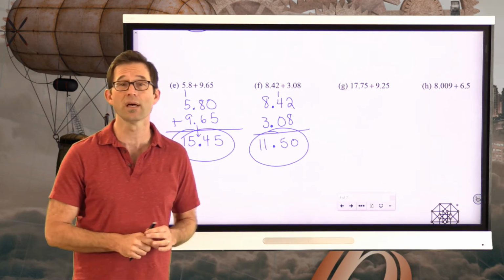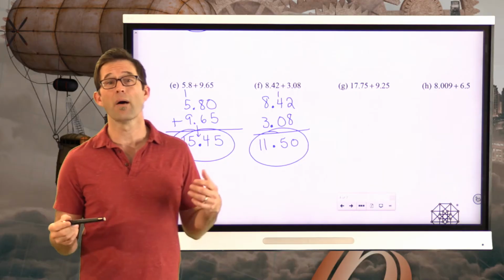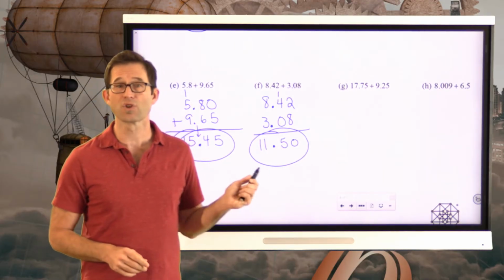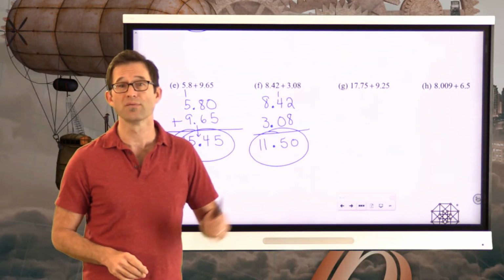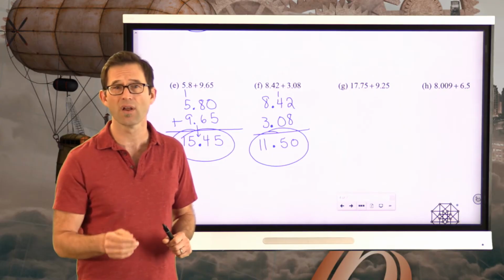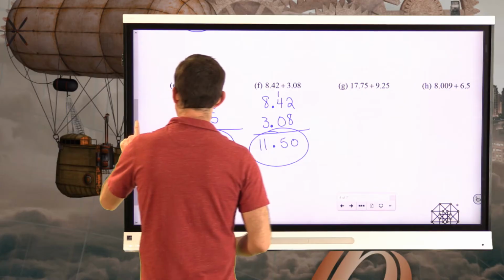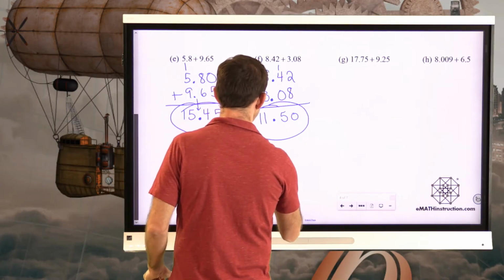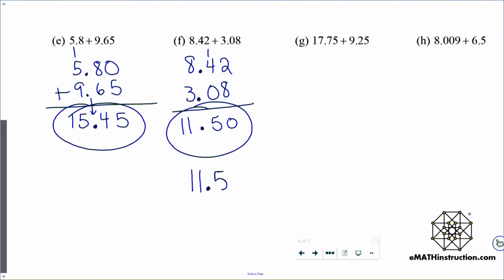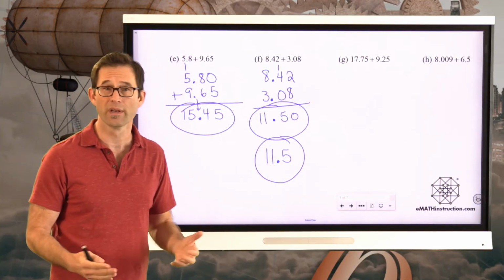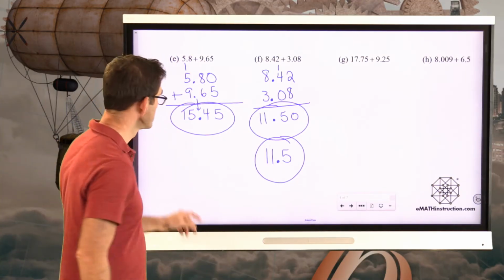Sometimes it might even make sense. Like, for instance, if we were talking about money, it would make a lot of sense to represent an answer like 11.50, because we would then know that that's $11.50. But in a problem like this, it probably makes more sense to write your final answer as just 11.5. All right, that 0 is really not adding anything to the problem.